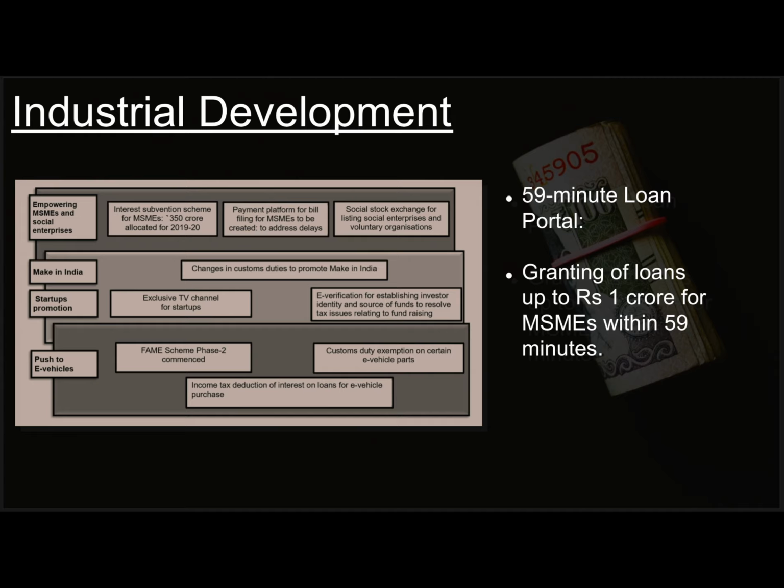For e-vehicles, FAME Phase 2 is being initiated. FAME is a very popular scheme that stands for Faster Adoption of Hybrid and Electric Vehicles. E-vehicles are the future of automobile industry because fossil fuels are going to be finished up in a few decades, and also because e-vehicles cause no emission and are environment friendly.